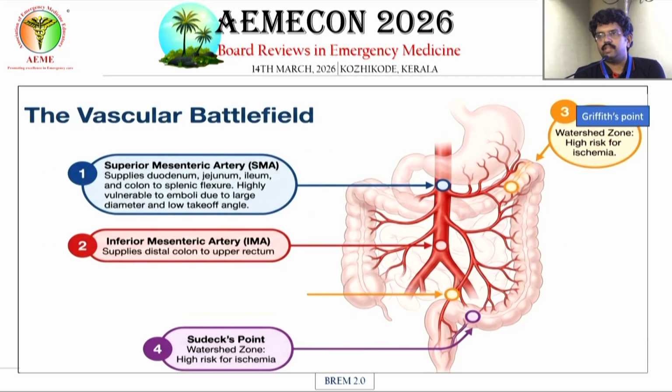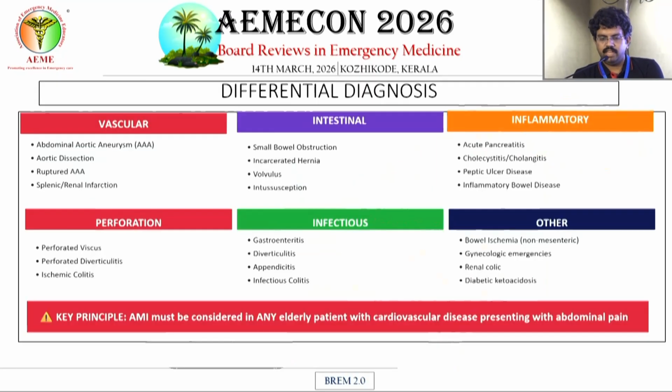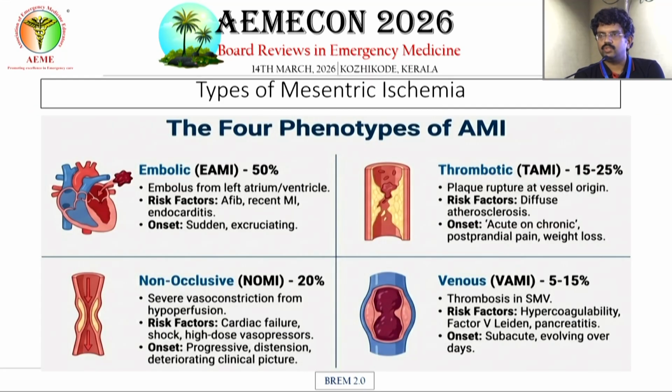So when sudden severe abdominal pain comes, we will diagnose as vascular cause, intestinal, inflammatory, perforation, infectious, or other causes like pneumonia, DKA, renal colic, etc. But we should keep mesenteric ischemia as one of the DDs in elderly patients with abdominal pain and some comorbidities. So what are the types of acute mesenteric ischemia?